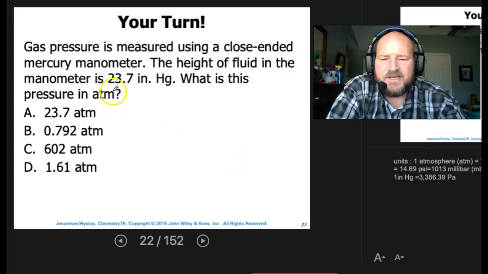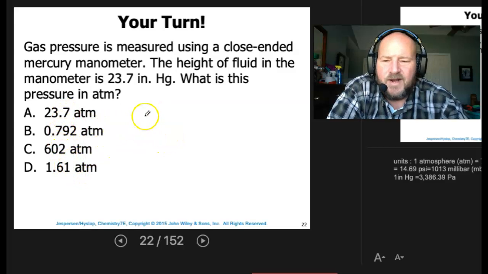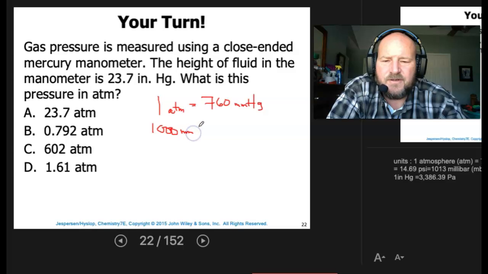All right, so basically we're going to take 23.7 inches of mercury and convert it to ATM. So we know that 1 atmosphere is going to be equal to 760 millimeters of mercury. We know that there are 1,000 millimeters in a meter, which is equal to 100 centimeters.